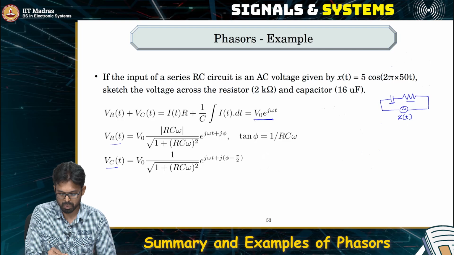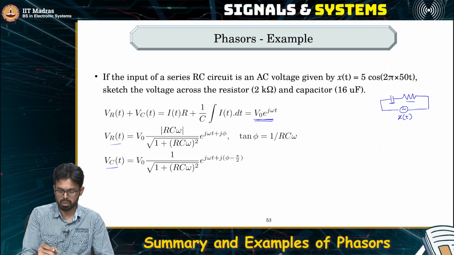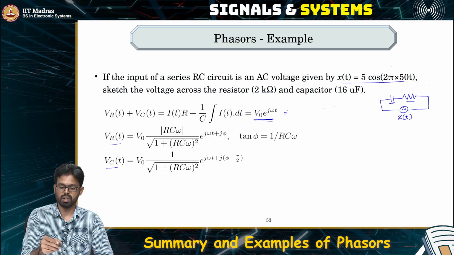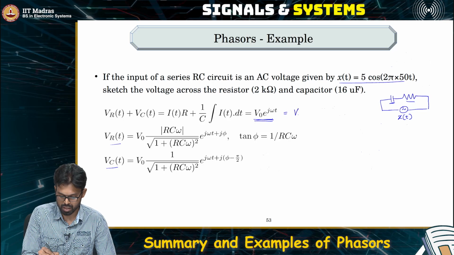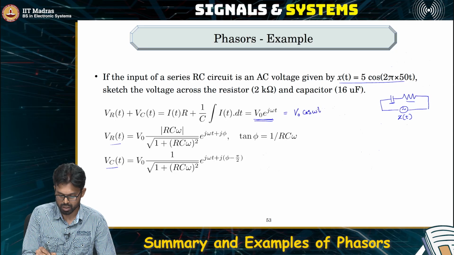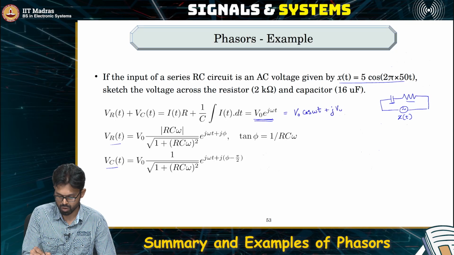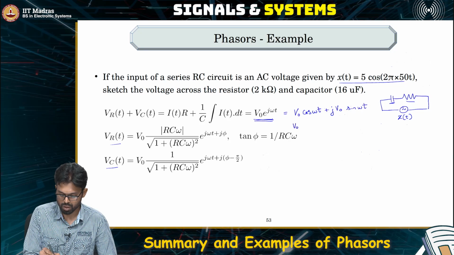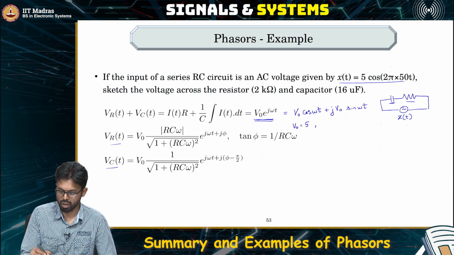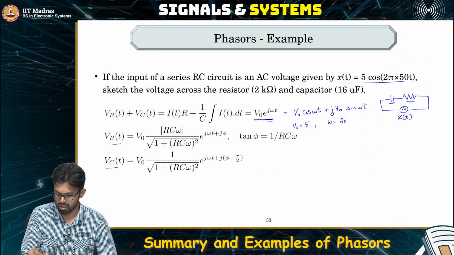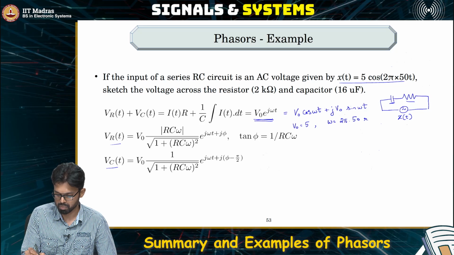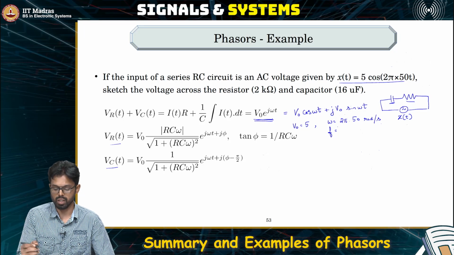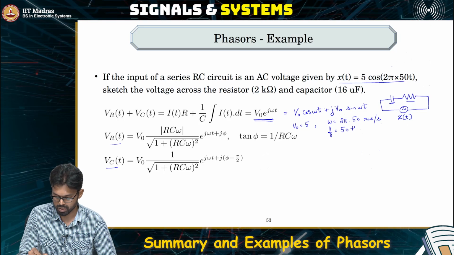But keep in mind, this is a phasor, which means there is a real part and an imaginary part. The actual signal x of t is basically nothing but the real part of this phasor. So we can write this phasor as v naught cos omega t plus j v naught sin omega t. And in our case, v naught is equal to 5 and omega is 2 pi times 50 radians per second, or you can also say that the frequency, the regular or the linear frequency, is 50 hertz.